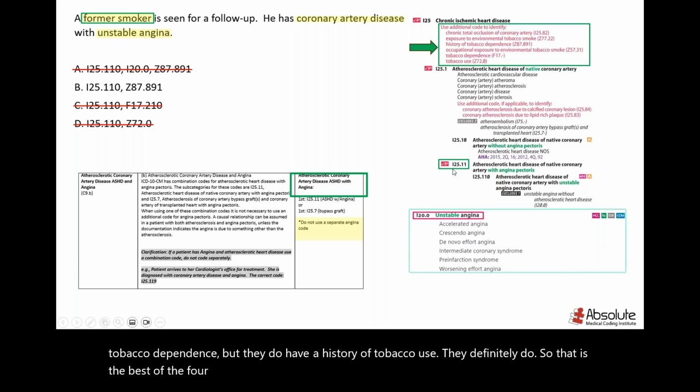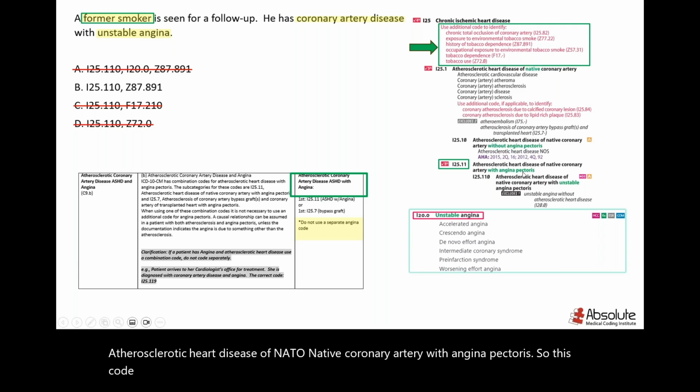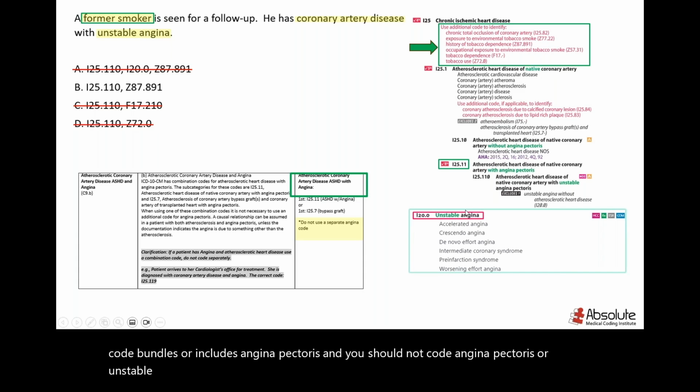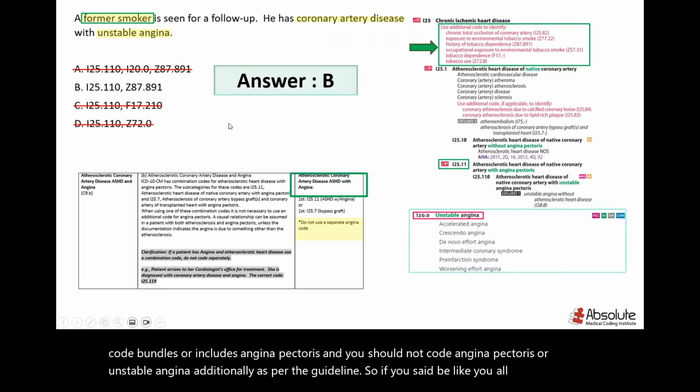But let's take a look at this code I25.110 that I've been trying to get to first. Atherosclerotic heart disease of native coronary artery with angina pectoris. So this code bundles or includes angina pectoris, and you should not code angina pectoris or unstable angina additionally as per the guideline. So if you said B like you all did, let's go back.